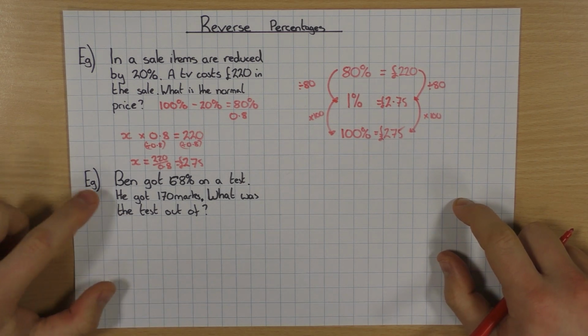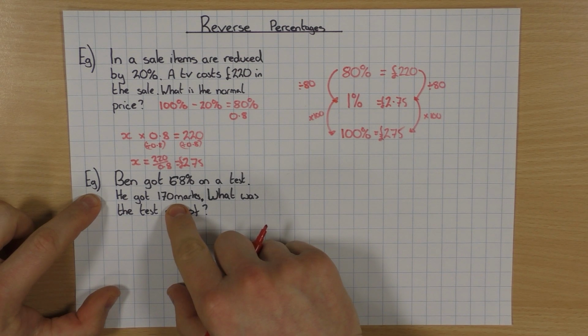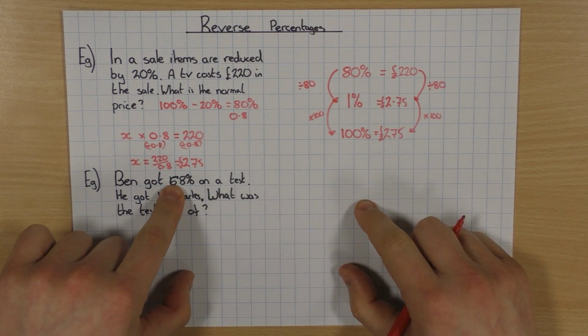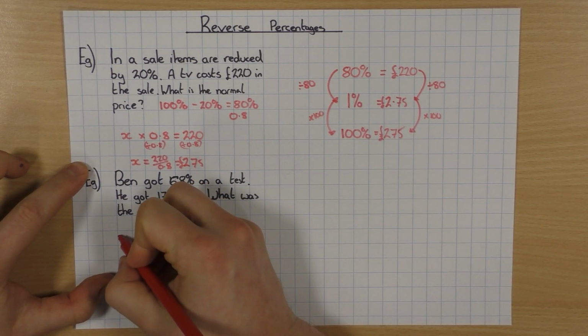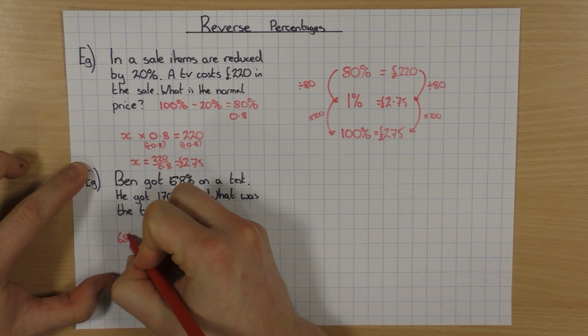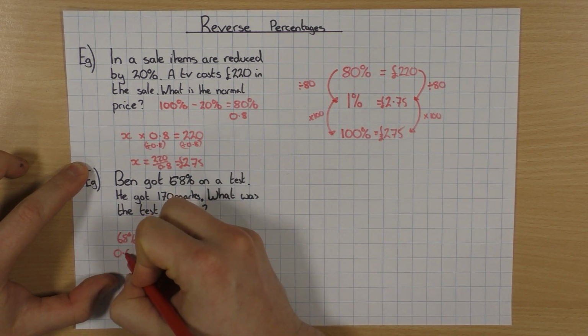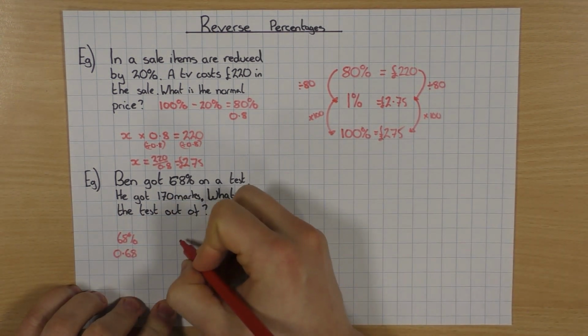Let's have a look at the little one then. Ben got 68% on a test. If he got 170 marks, what was the test out of? So 68% is what he got. What's 68% as a decimal? 68% as a decimal is 0.68. So what was the test out of?